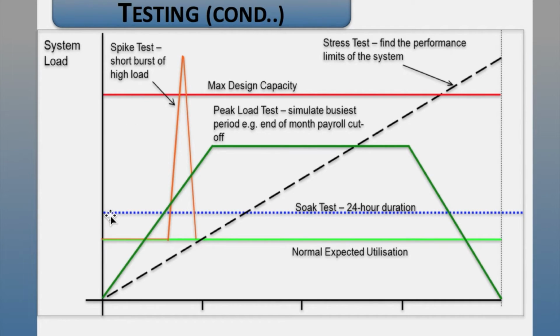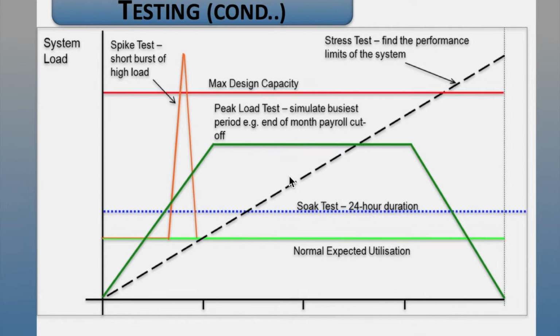For example, if we have 100 users, you keep maintaining a load of 100 users for 24 hours and see how exactly the system behaves. The fourth kind of performance testing is volume or spike testing, which is conducted to verify system stability under a sudden bounce of load, maybe in the form of concurrent users in a very small span of time, as a result of which you can see spikes. So this is known as spike or volume testing.